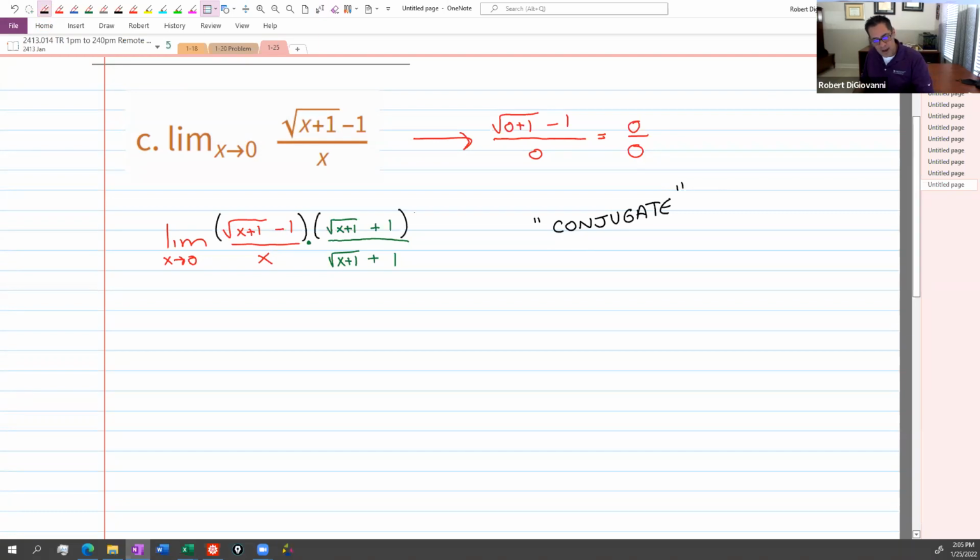I'm now going to multiply out the numerator. That means I've got to expand that, which means I have to FOIL it. So when I go from here to here, what do I get, Kevin? Where's Kevin?